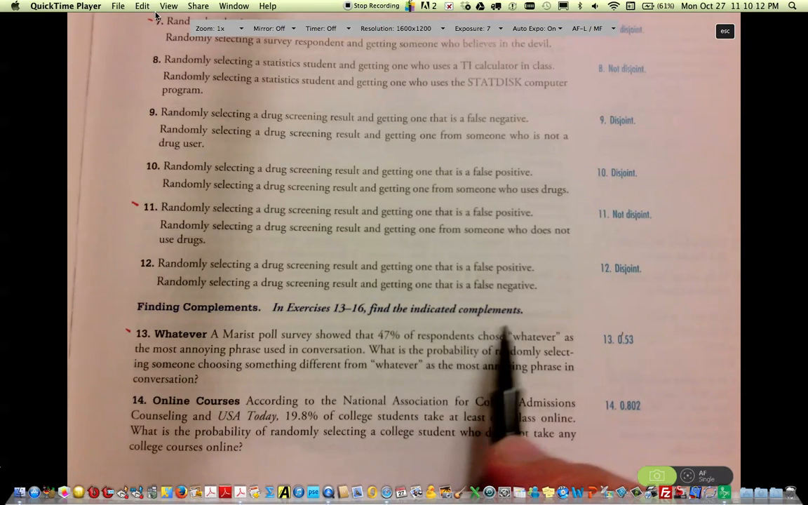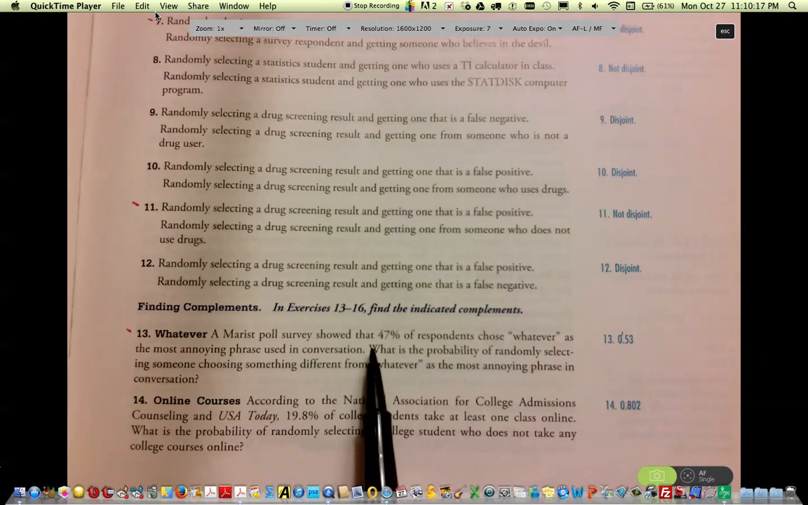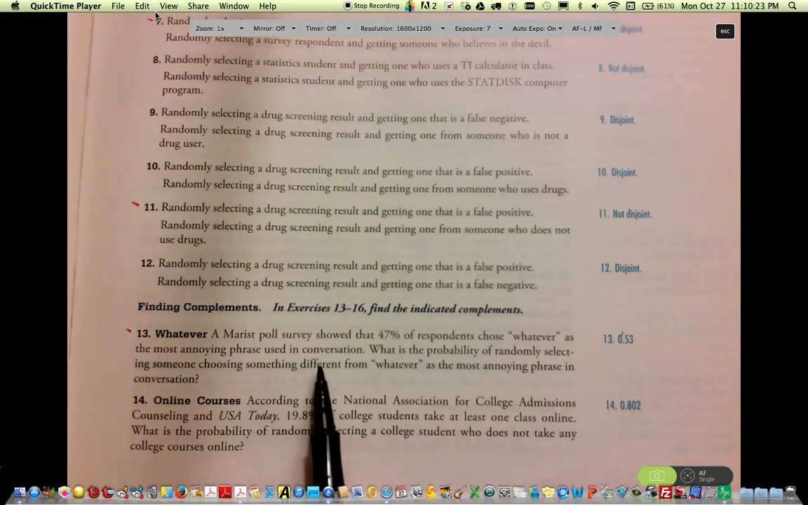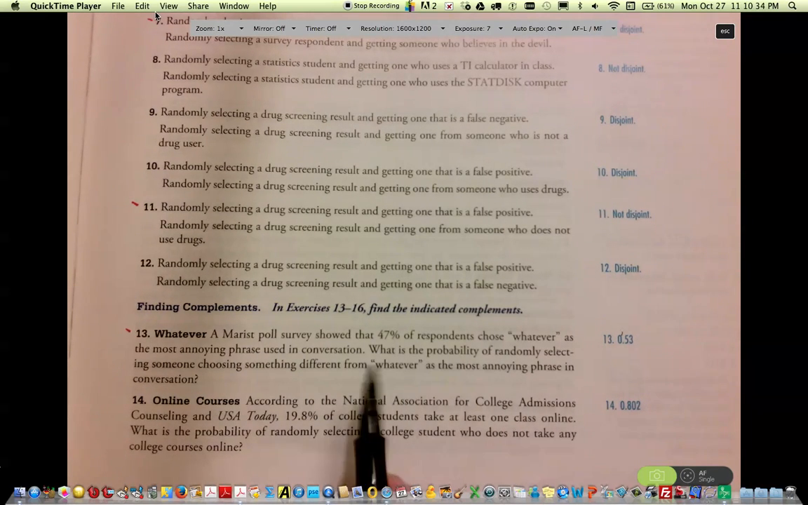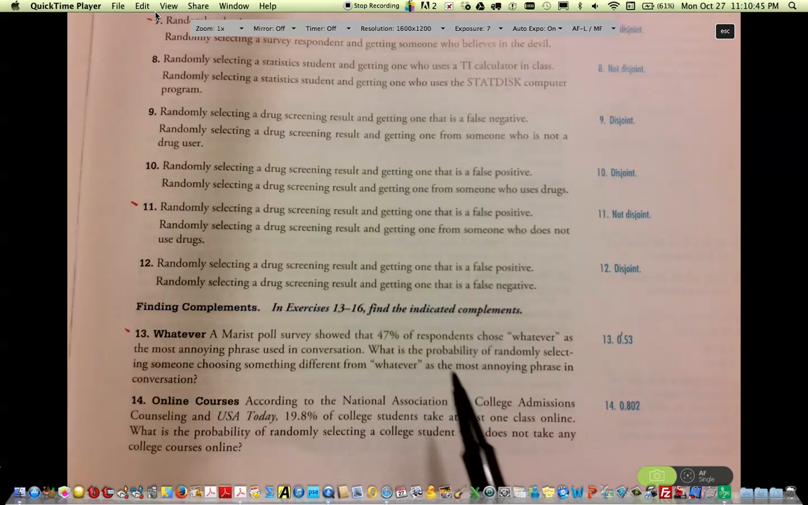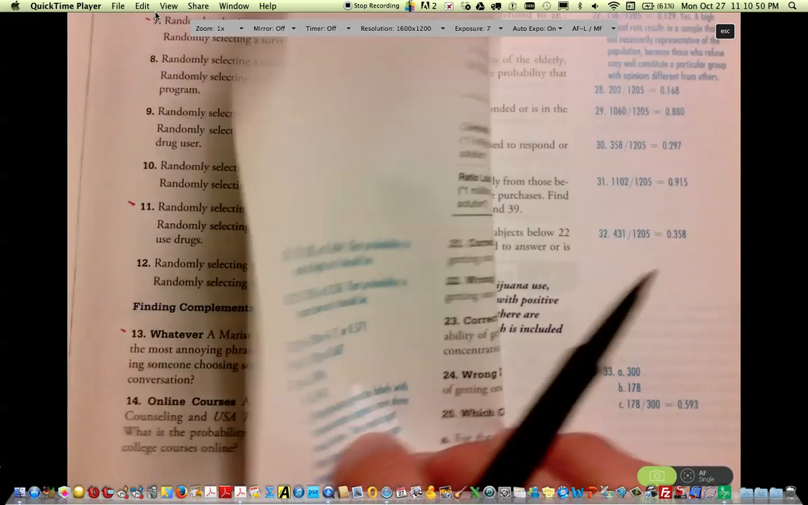All right, remember the complement is the probability that something did not occur. So the Marist Poll survey showed that 47% of the respondents chose "whatever" as the most annoying phrase used in conversation. What is the probability of randomly selecting a person who chose something different than "whatever" as the most annoying phrase in conversation? If 47% said that this is the most annoying phrase, then the probability we're going to get somebody who doesn't say that is the complement of that, which is just 53%, 1 minus 47%. I think that one's fairly straightforward.